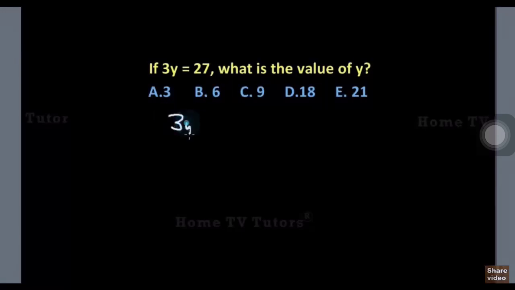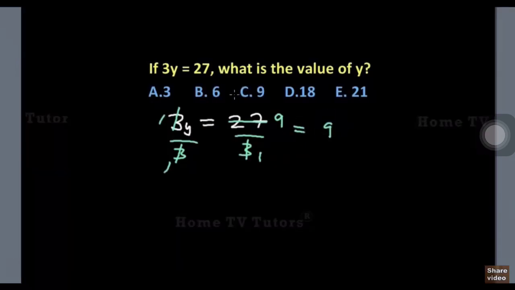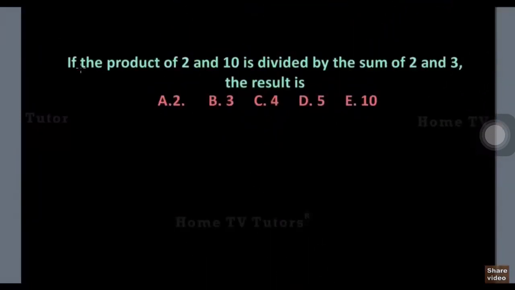In this question, we have to divide both sides by 3. 3 is the coefficient of y. If it was 2y, 2 is the coefficient of y. If it was just y, 1 is the coefficient of y. So we are dividing both sides by the coefficient, which is 3. 27 divided by 3 gives us 9, and that is option C. The next question.